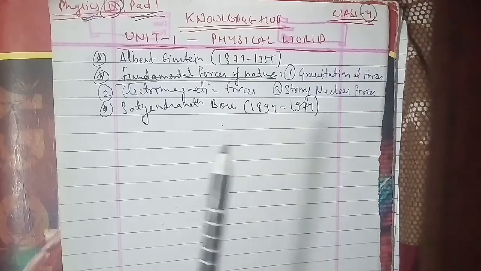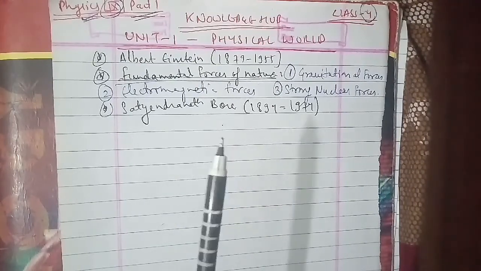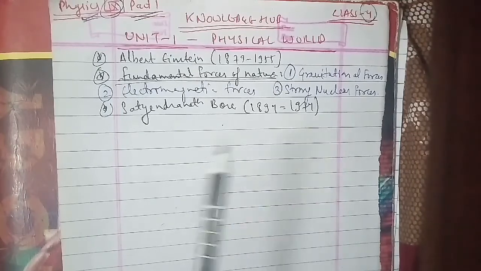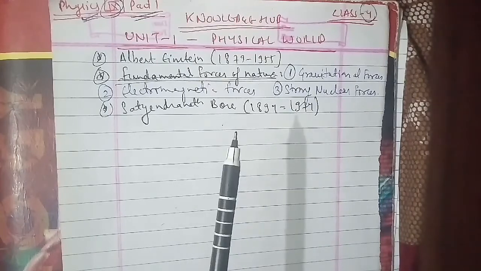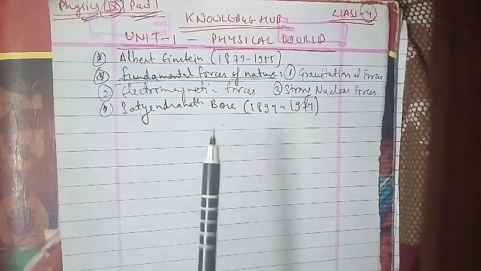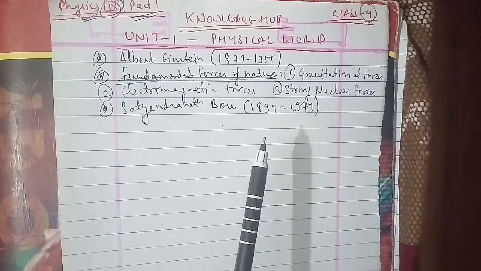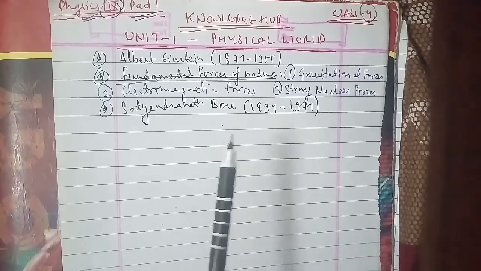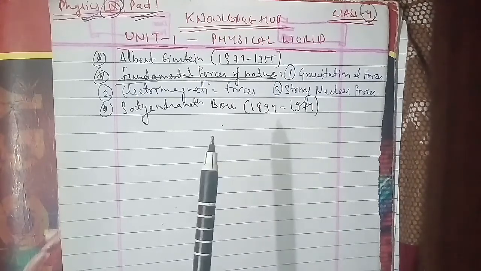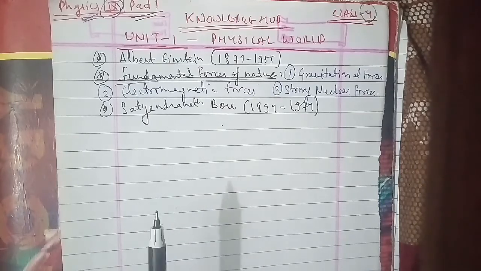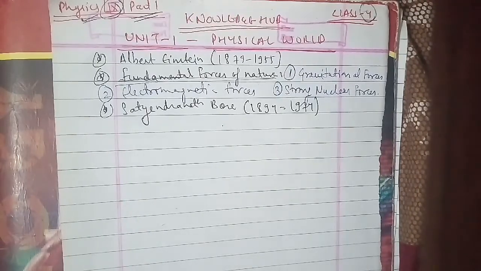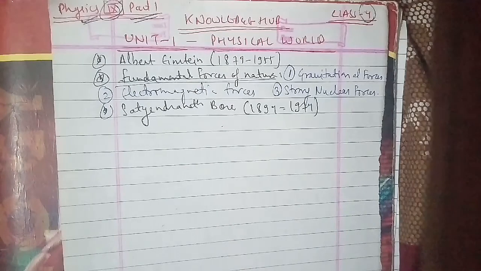Now we'll discuss the next one, which is the weak nuclear force, because we have discussed the strong nuclear force. The weak nuclear force appears only in certain nuclear processes, such as beta decay of a nucleus, in which the nucleus emits an electron and an uncharged particle called the neutrino. The weak nuclear force is not as weak as the gravitational force, but much weaker than the strong nuclear and electromagnetic forces. The range of the weak nuclear force is exceedingly small, of the order of 10 to the power minus 16 meter.